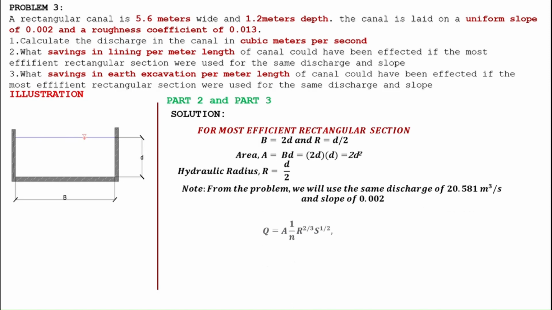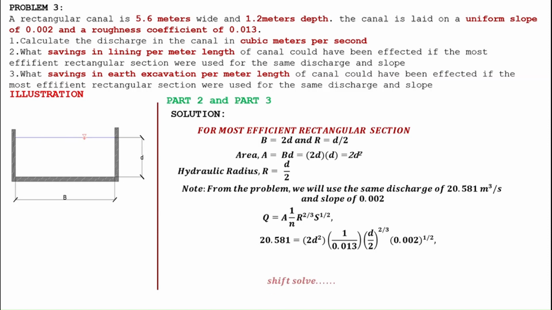We need to determine the area and hydraulic radius in terms of the depth. Substituting values, 20.581 cubic meters per second is equal to 2d squared times 1 over 0.013 times d over 2 raised to 2/3 times 0.002 raised to 1/2. Using the shift solve function of our calculator, we can get the depth equal to 1.794 meters.